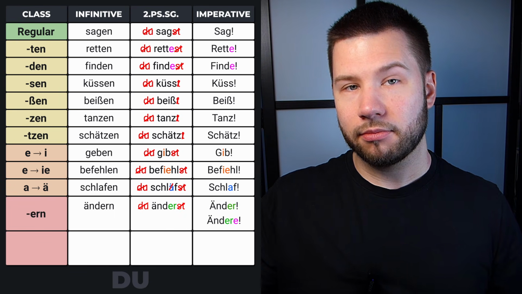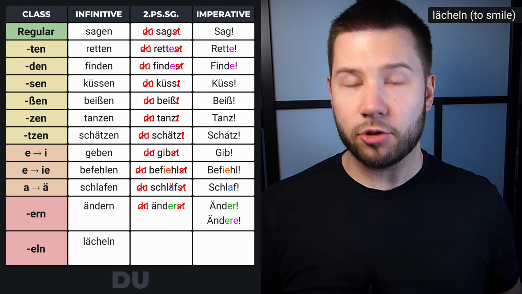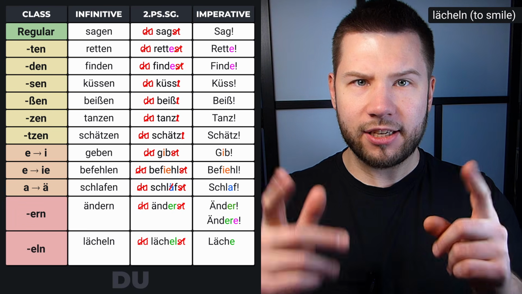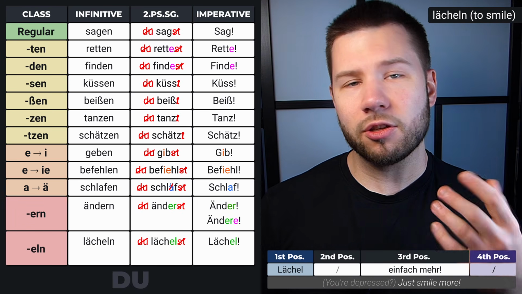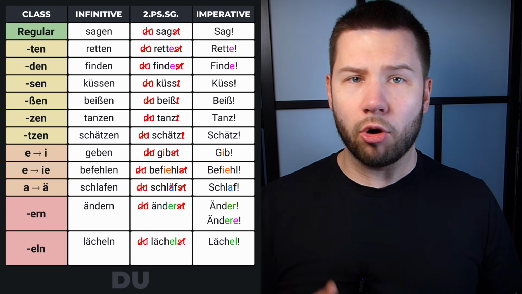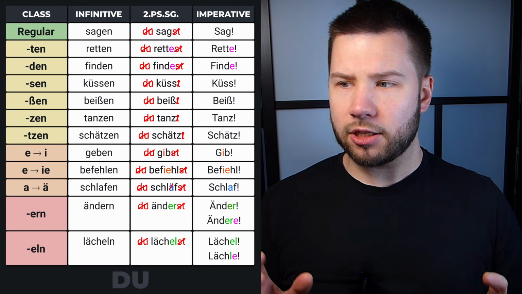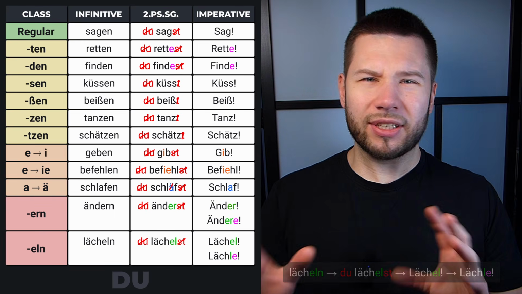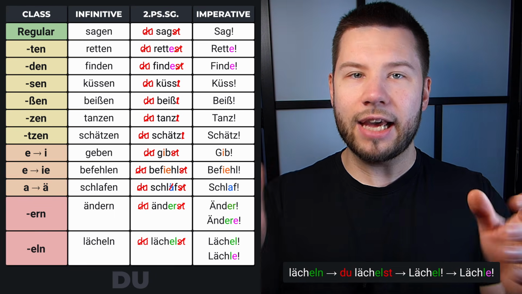That's the main catch. Alright, let's talk about the ELN class and use the verb lächeln, to smile, as an example. Lächeln, du lächelst, lächel. Du hast Depressionen? Lächel einfach mehr. You're depressed? Just smile more. Similar to the ERN class, this group also has a more poetic or literary form, lächle. You get this form by swallowing the e in front of the l and add one at the end. So it kind of works like lächeln, du lächelst, lächel, lächle.